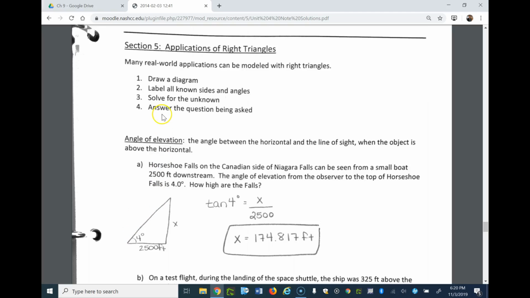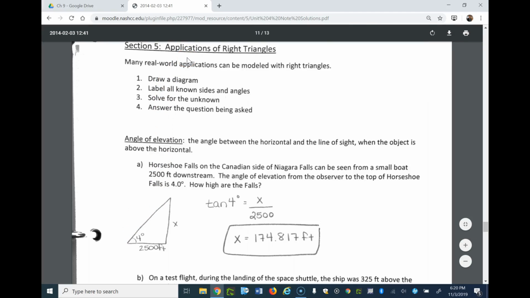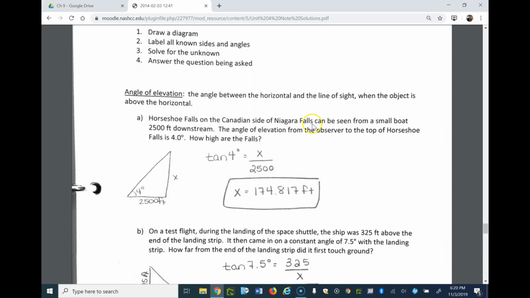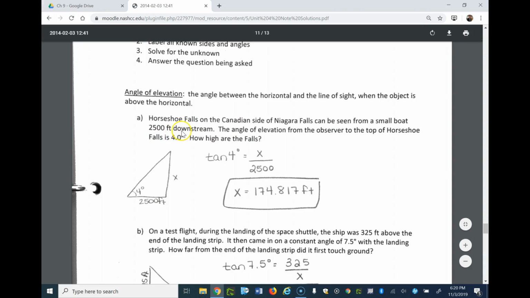Hello. I wanted to go over a few examples with application of right triangles, especially when it's talking about angles of elevation. So here's the first example that I have posted. We have Niagara Falls, the waterfall here, and we're trying to find how high the falls are from here to here. We have a small boat going downstream. Here's the 2,500 feet, and it has an angle of elevation of 4 degrees.